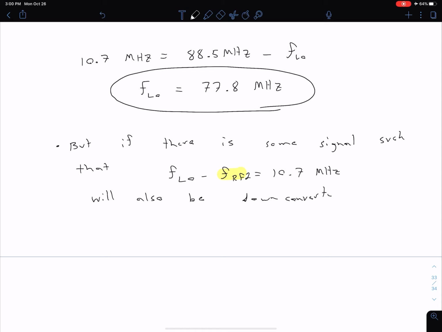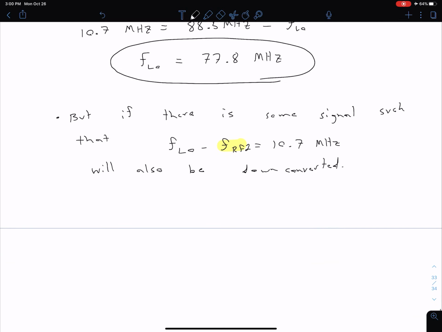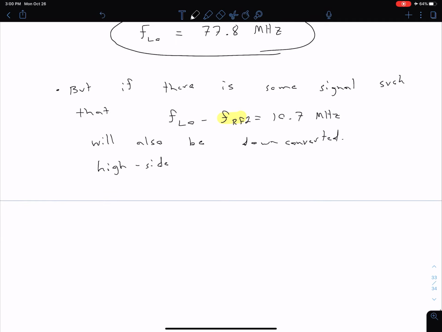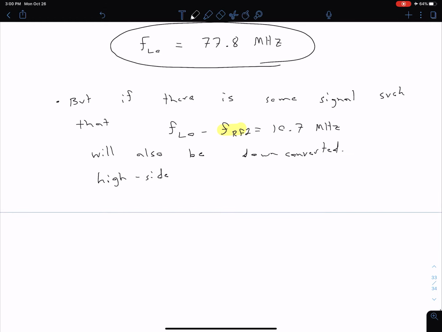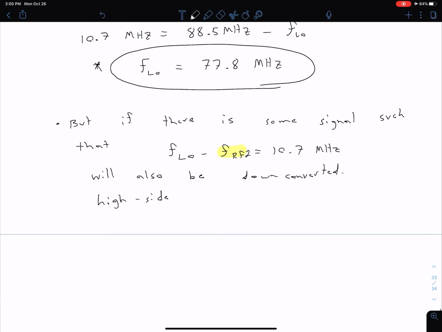But it's going to be down converted by a different process. Instead of being down converted via low side down conversion, this is going to be down converted via high side down conversion. Basically we're taking two things and doing two different conversions, but really we just wanted to focus on one. If we plugged in the same local oscillator frequency that we designed for this low side down conversion, we would run into issues if we had some other RF frequency at 67.1 megahertz. If that was the case, we would have this image response.